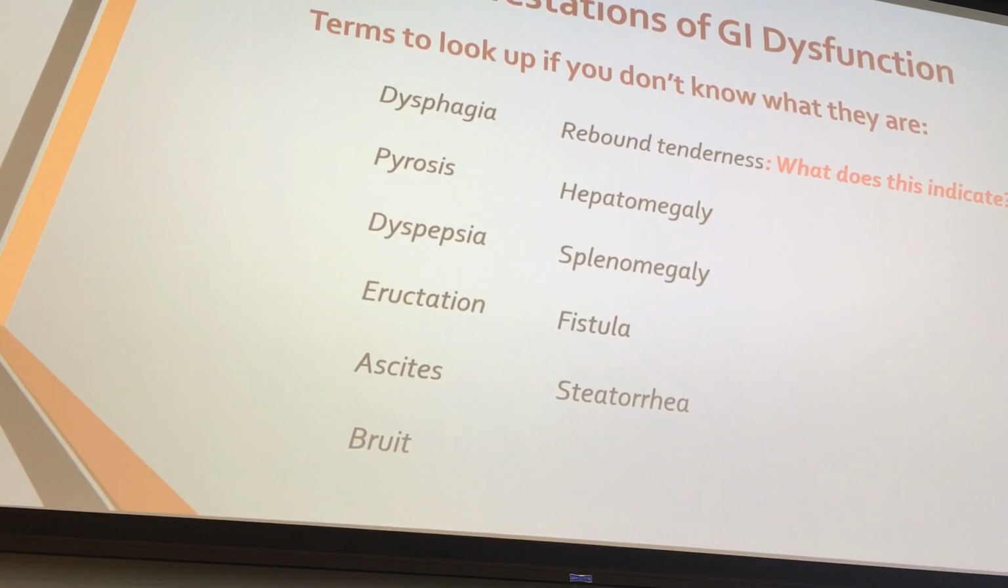So basically, it's rebound tenderness. It's about two-thirds of the way from the umbilicus, and you press on it, and you feel pain when you release it. That could be a sign of appendicitis. Obviously you're going to be doing diagnostics, but that is one thing the doctors recognize.